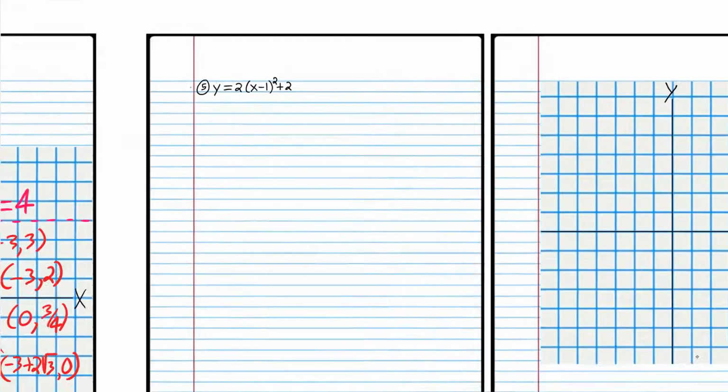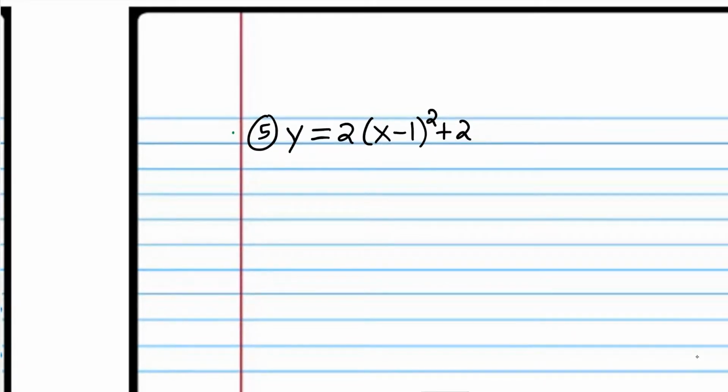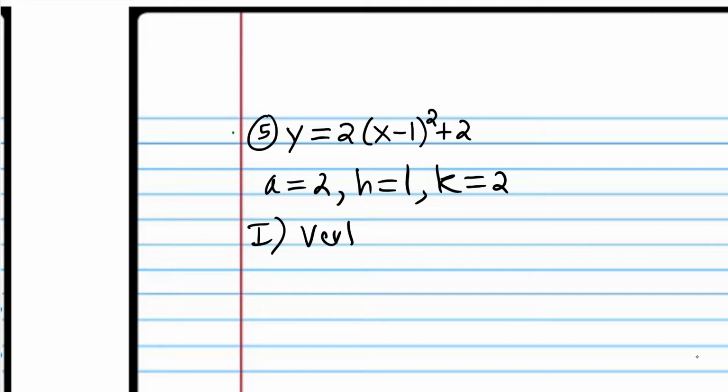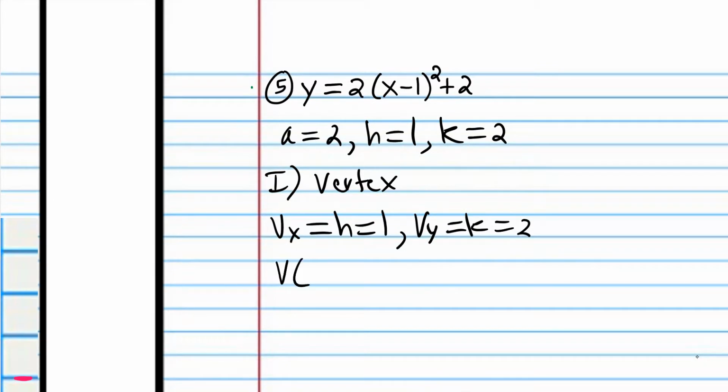Alright, we're back. So the first step is to identify the form. This is vertex form, so we're going to write the constants. a equals 2, h equals 1, and k equals 2. The first step is to find the vertex, the most important point. The x value of the vertex is equal to h, which is 1, and the y value of the vertex is equal to k, which is 2, which means that the vertex is (1, 2).